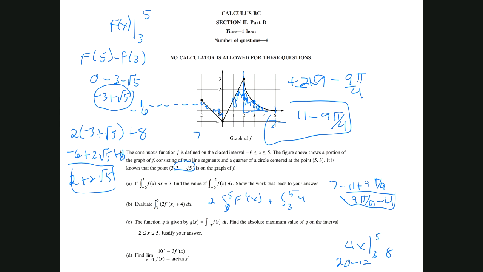Yes. All right. I'm going to skip C and go all the way down to D. It says find the limit as x approaches 1 of 10 to the x power minus 3 f prime of x over f of x minus arctangent of x. I want you to give me that answer, and that is going to be our last answer of this semester.